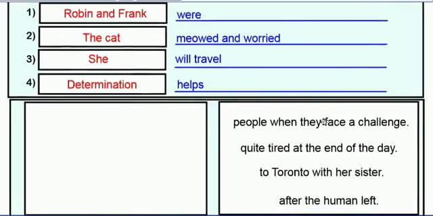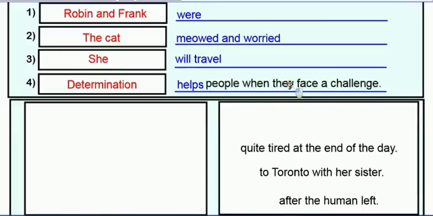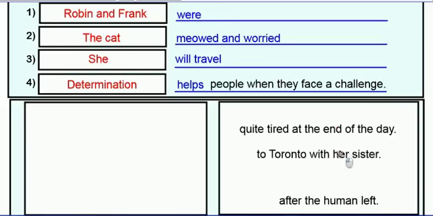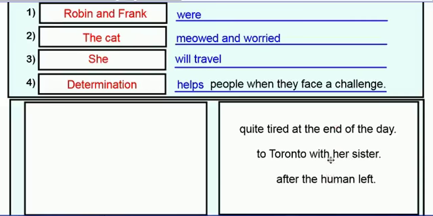We have some words in black. Oh, you know, I think this one goes well with this here, actually, now that I'm looking at it. Determination helps people when they face a challenge. That makes a really nice sentence. So let's see if we can match the third one up, and we can go in any order, you see. She will travel quite tired at the end of the day. She will travel to Toronto with her sister.